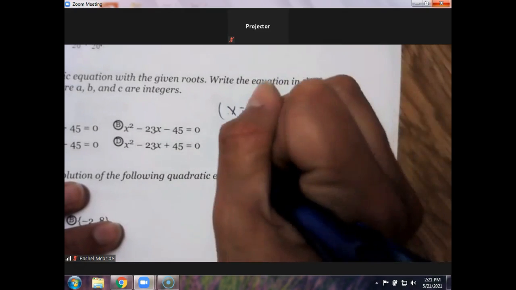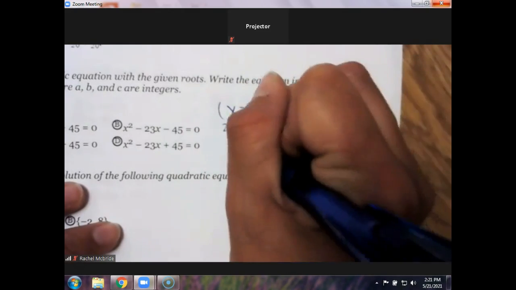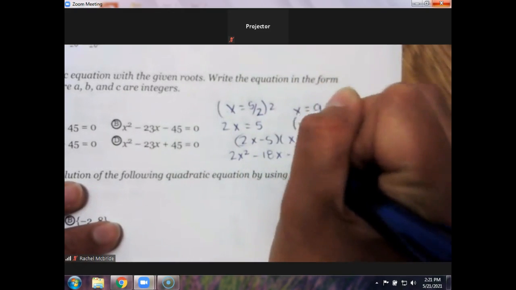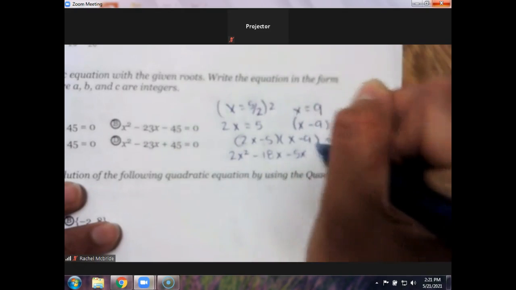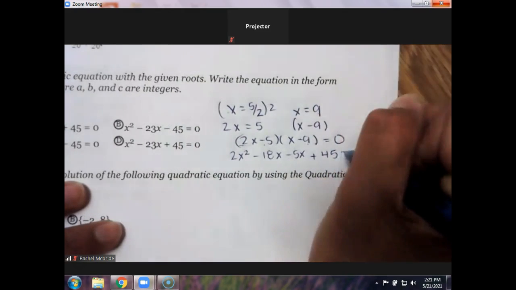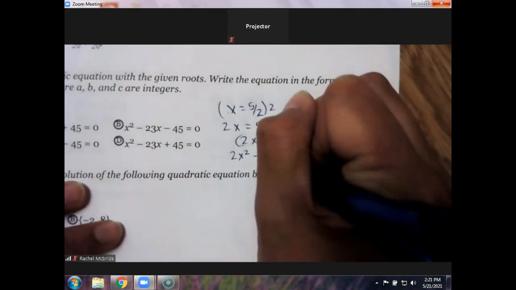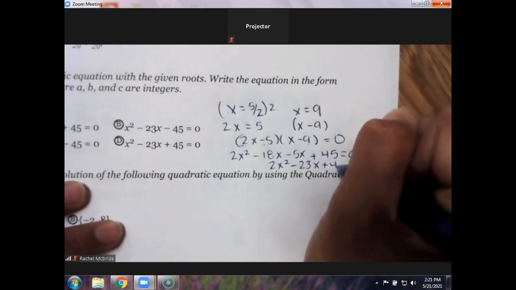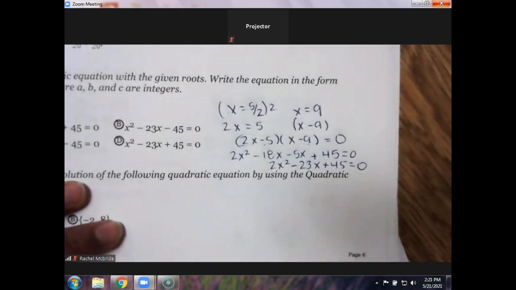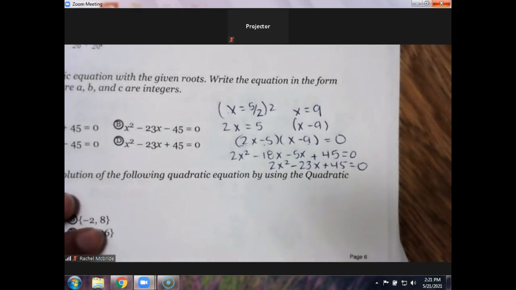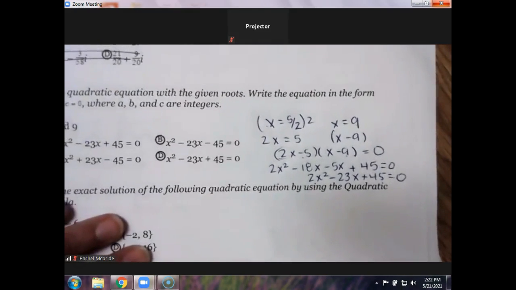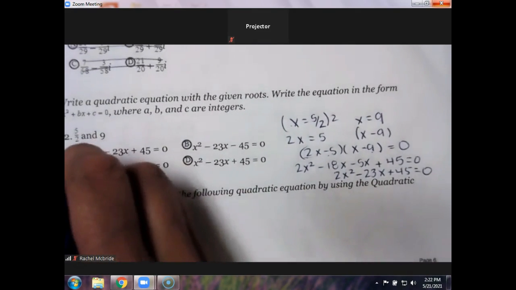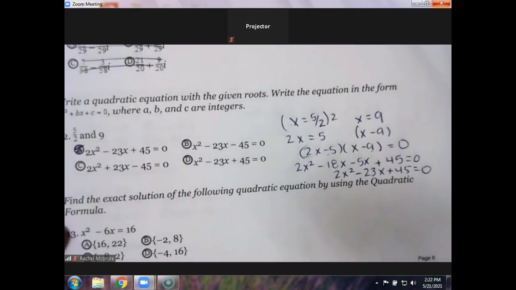So it's 2x times x, which is 2x squared. 2x times 9, which is negative 18x, minus 5x. Negative times a negative is a positive 45. And we get 2x squared minus 23x plus 45, which is answer choice A.